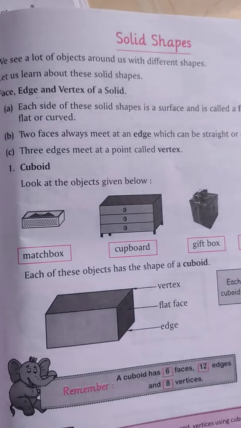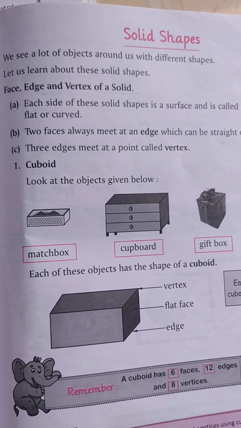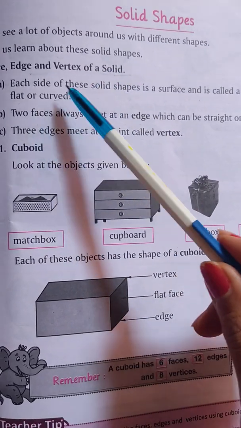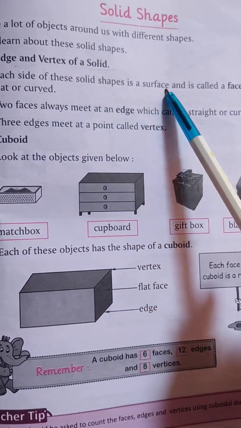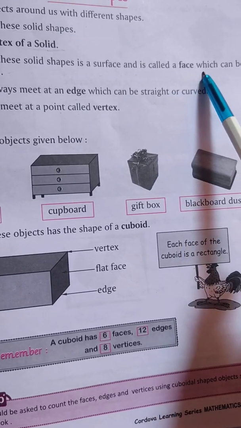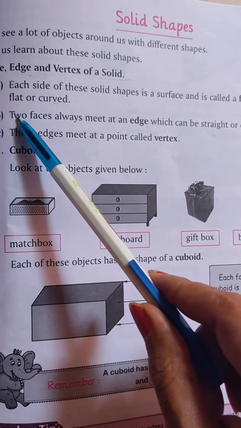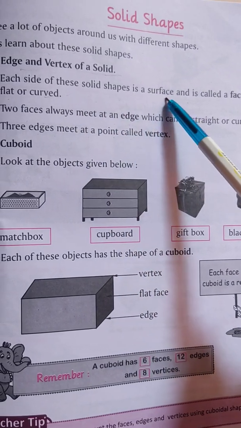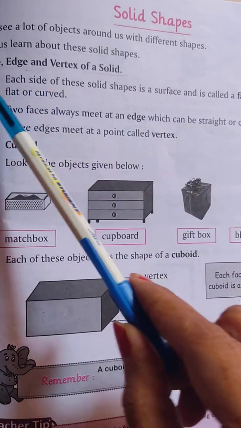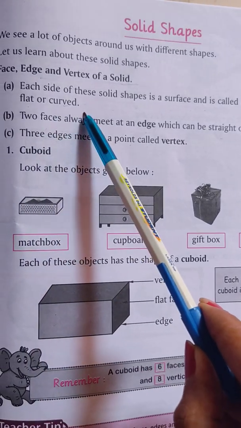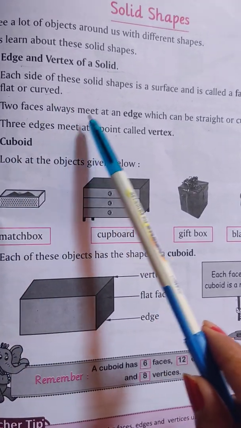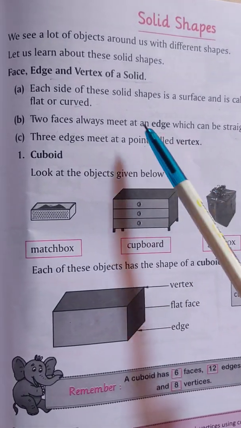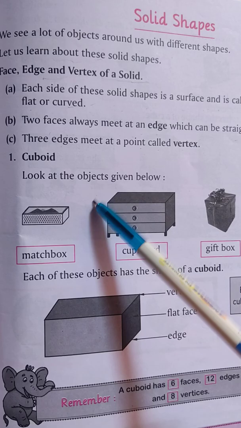Now, solid shapes. Solid shapes has face, edge and vertex. Okay. Each side of these solid shapes is a surface and is called face, which can be flat or curved. Solid shapes has surface. It is called face and it can be flat and curved. 2 faces always meet an edge, which can be straight or curved.